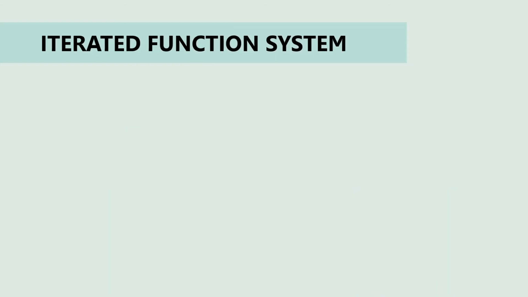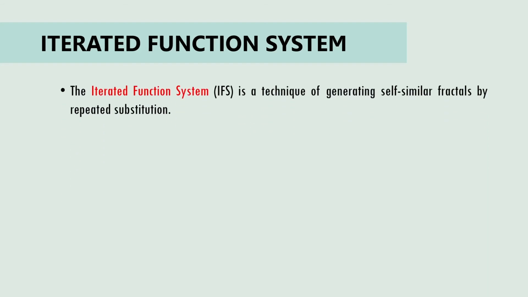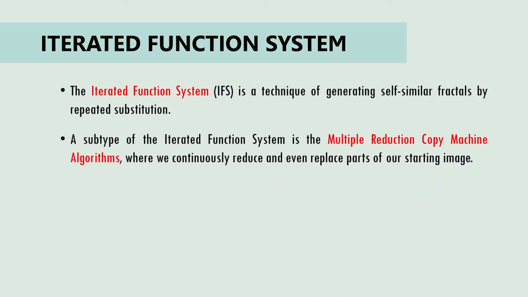Another fractal generating technique is the iterated function system, or IFS. The iterated function system is a technique of generating self-similar fractals by repeated substitution. A subtype of the iterated function system is the multiple reduction copy machine algorithms, where we continuously reduce and even replace parts of our original image. A great example of this is the Cantor set. To generate a Cantor set, we first need a line.